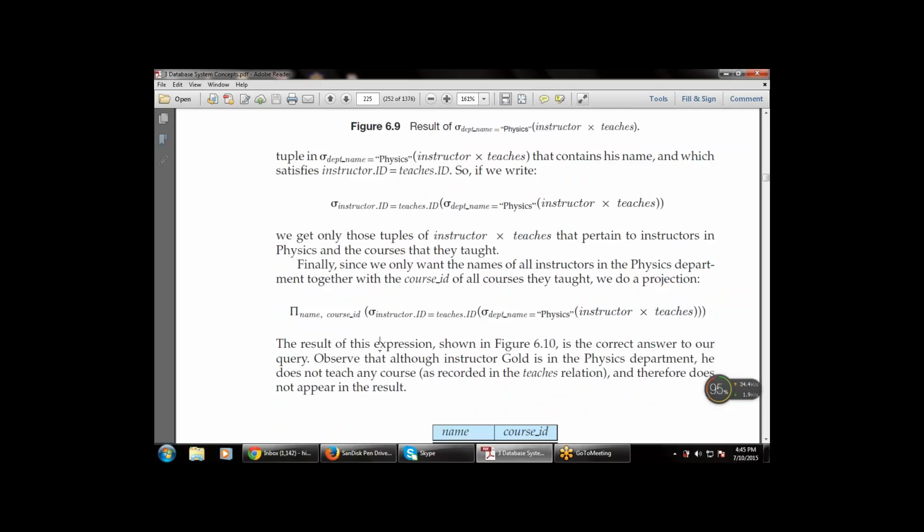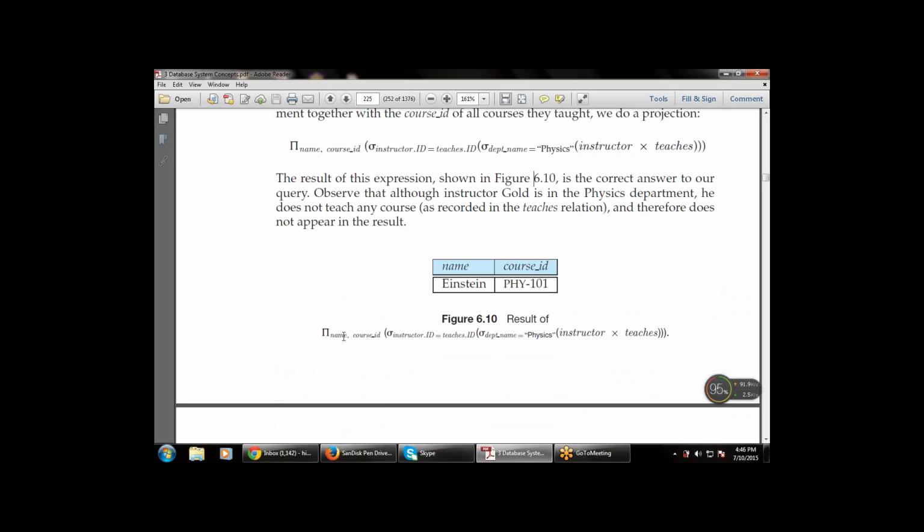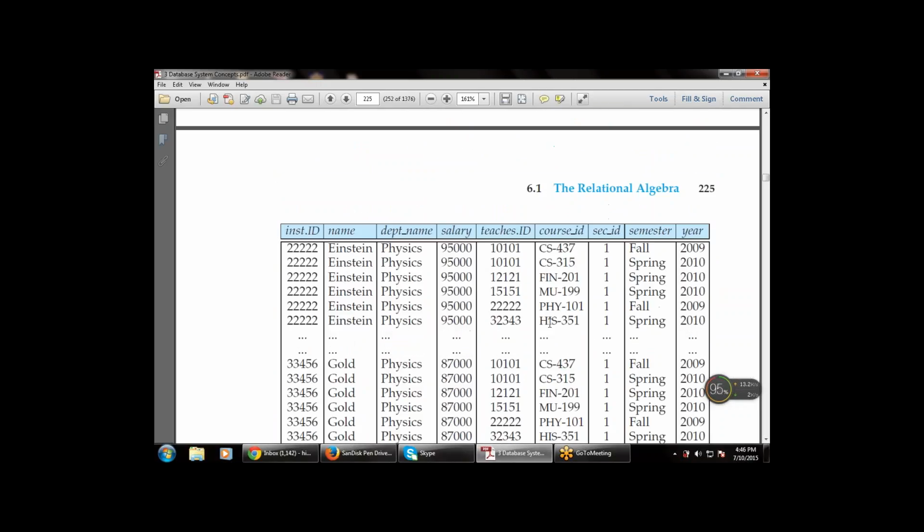The result of this expression is shown in figure 6.10. This is the result of finding the name and the course ID, where the condition is that instructor ID and the course ID match, and one more condition, that the department name equals physics from the two tables. Now look, the instructor ID is equal to the course ID in this physics department. These two are the same, this is not the same, this is not the same.